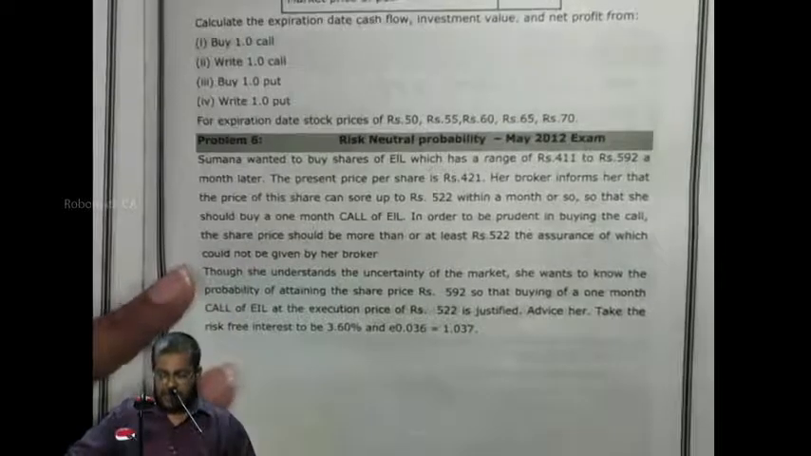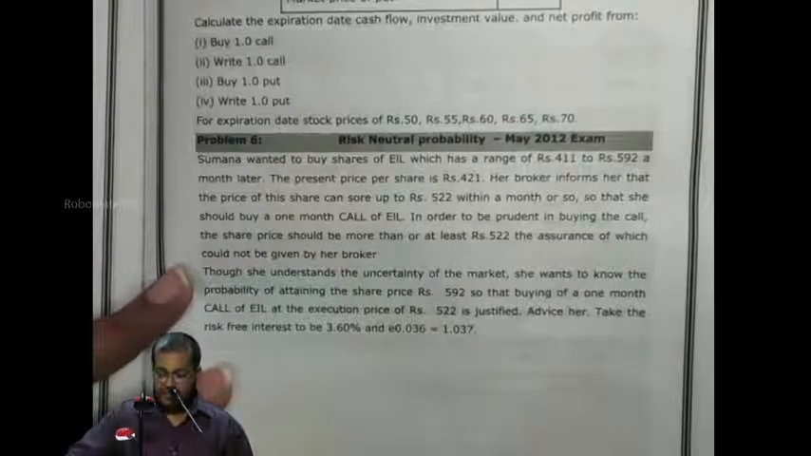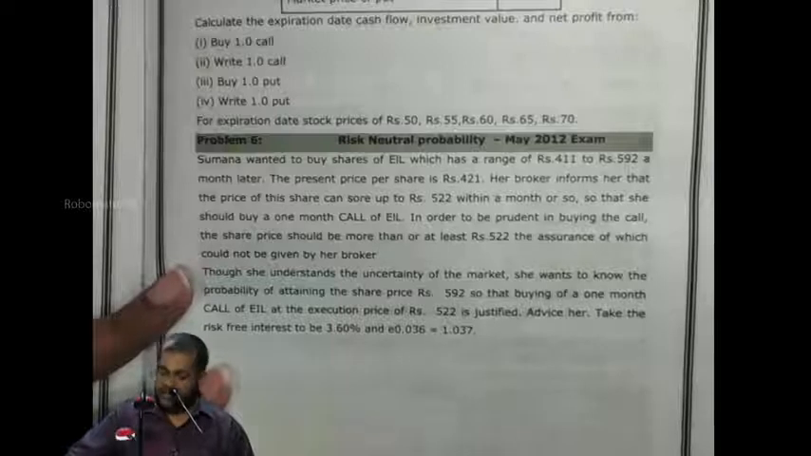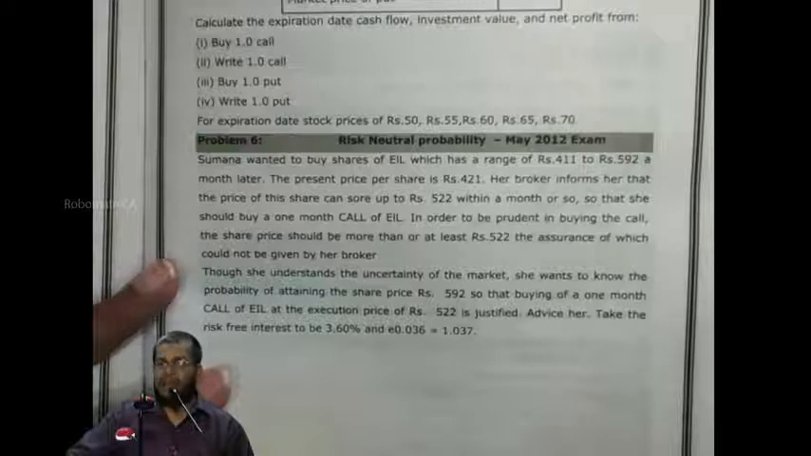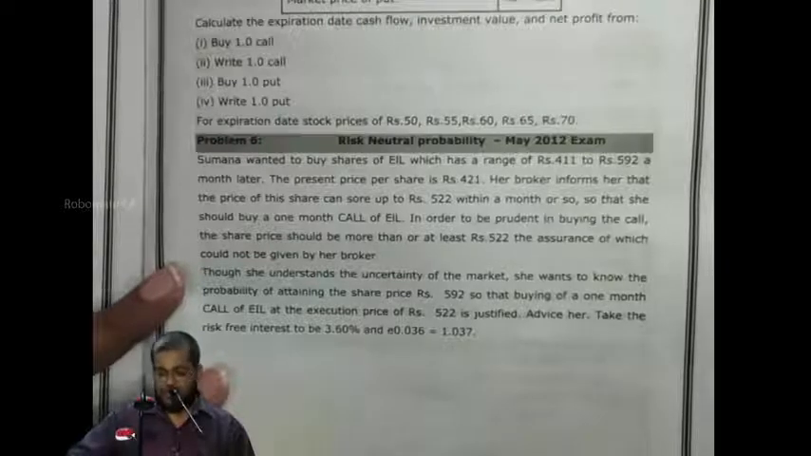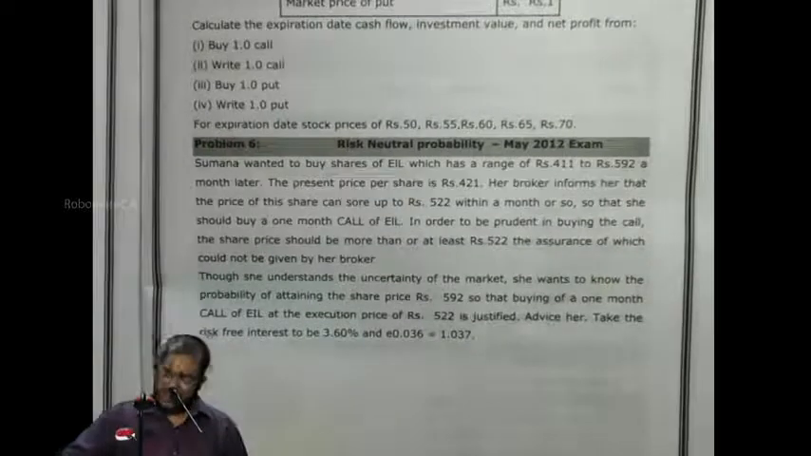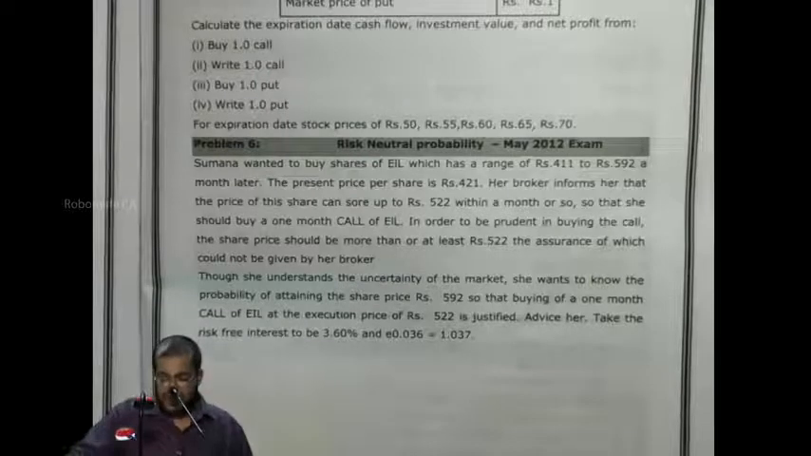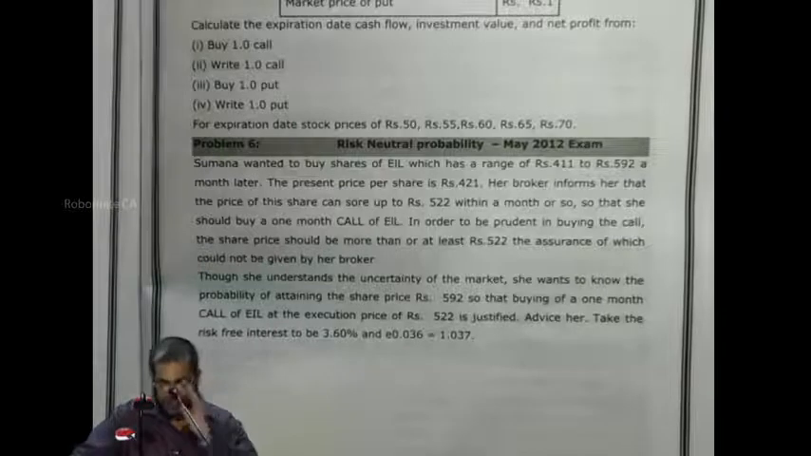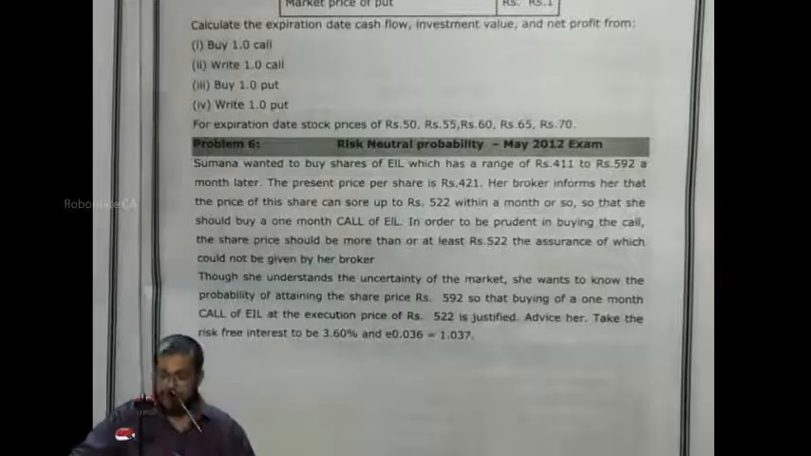Sumana wanted to buy shares of EIL, which has a range of 411 to 592 a month later. That is a month later. What is the range of prices? 411 to 592. 411 is the lower FSP and 592 is the upper FSP. The present price of the share is 421. What is 421? Spot price.